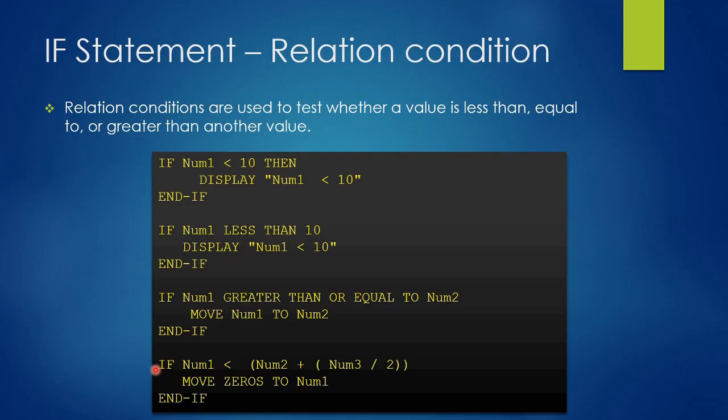In the fourth example, we are comparing the value of the num1 variable with an expression, and the expression is the value of num2 plus the value of num3 divided by 2. So if the condition num1 less than the result of the arithmetic expression, that is num2 plus num3 divided by 2, is true, then it will move zeros to the num1 variable. Else there will be no change in the value of the num1 variable.